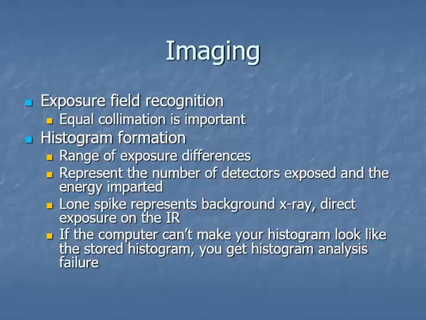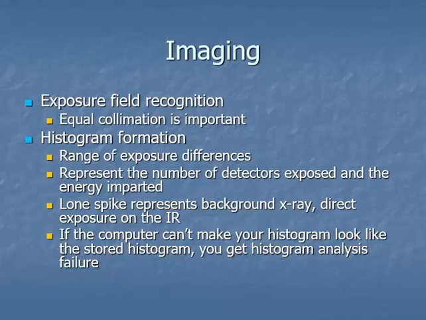form your histogram. So it's represented by the number of detectors exposed and the energy that's imparted to those individual detectors. So if you increase your kVp or you increase your mAs, you get more energy imparted to those detectors, and that's representative of a higher exposure.